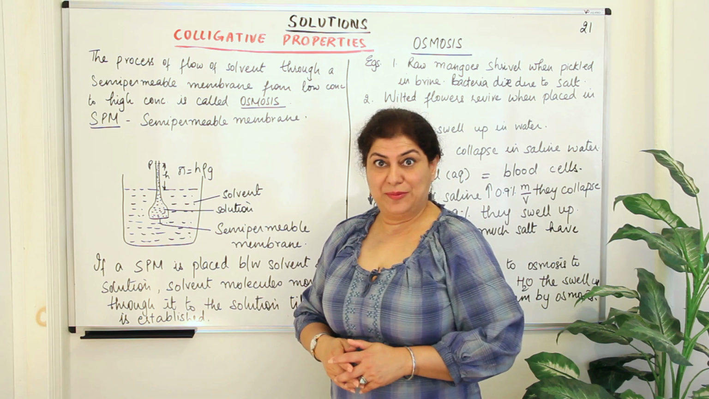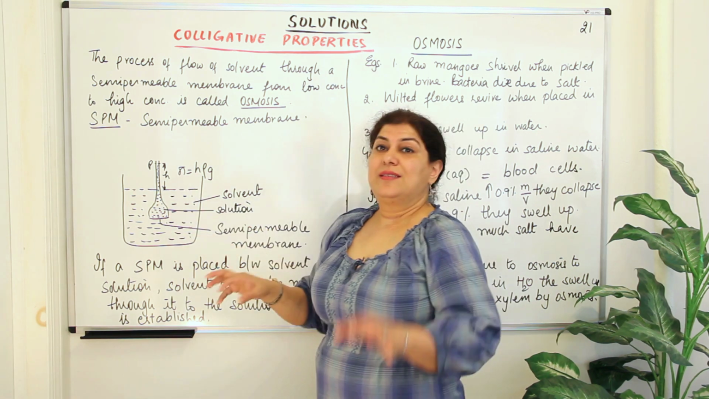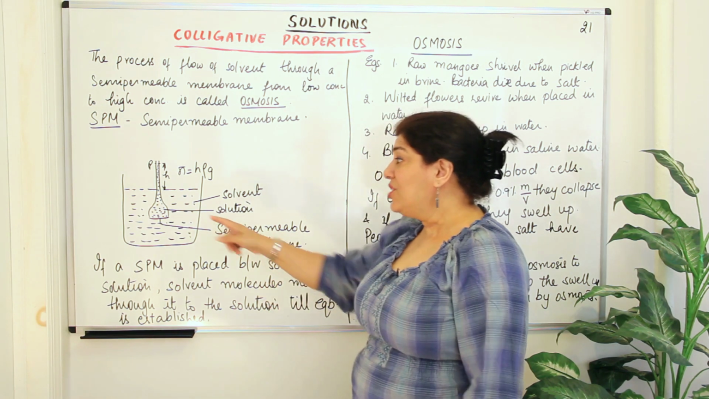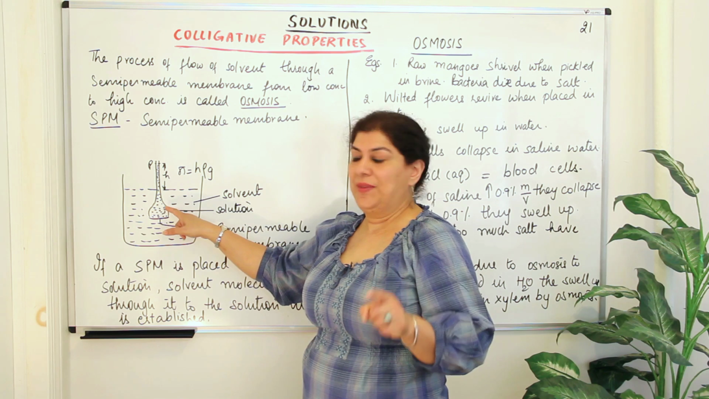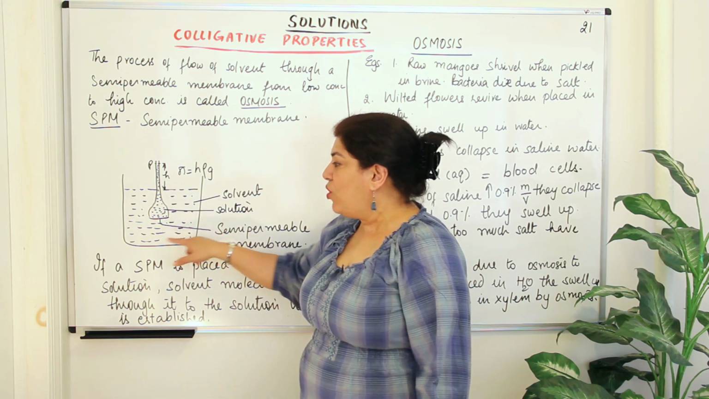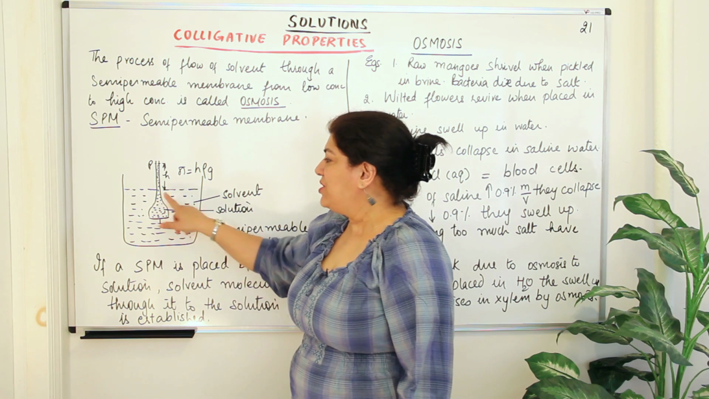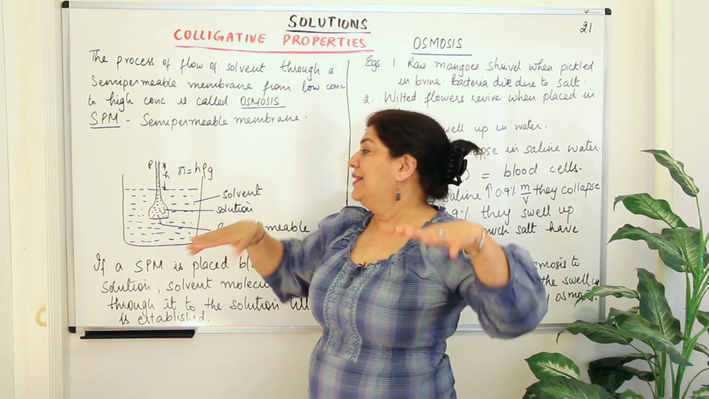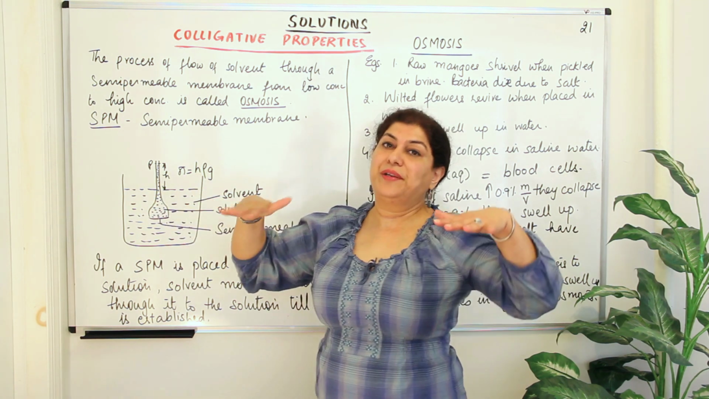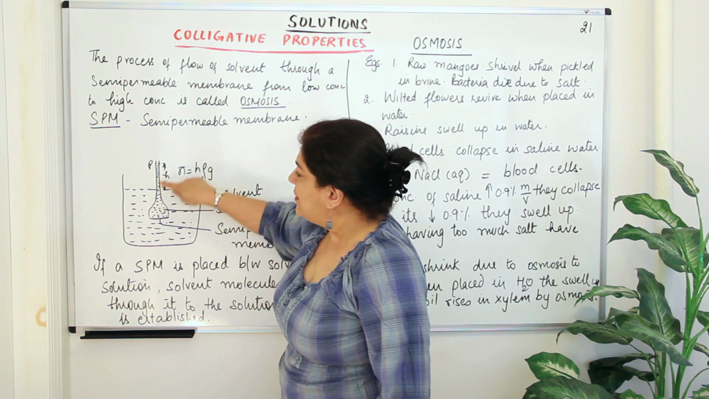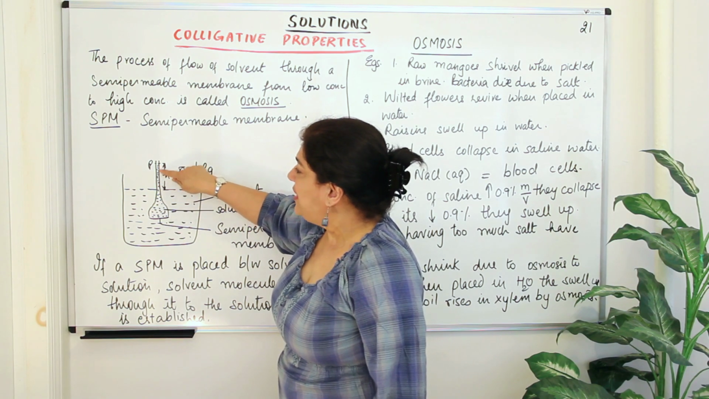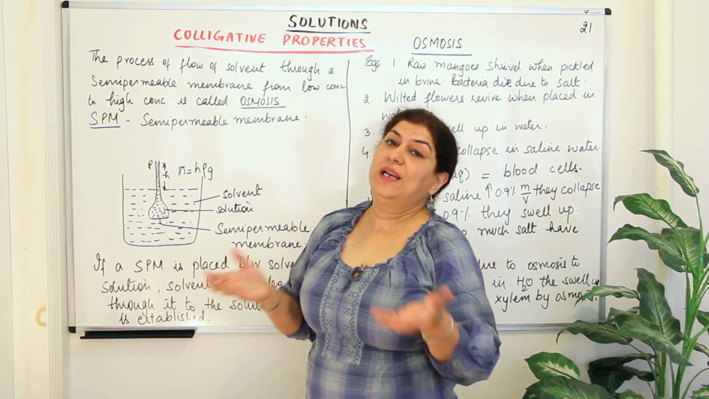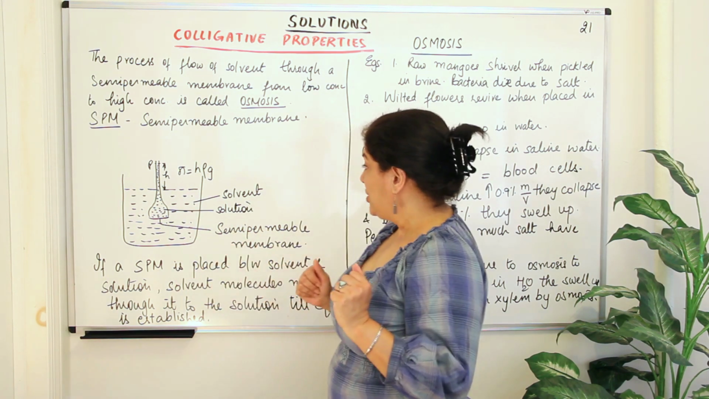What will happen logically? Inside the thistle funnel, some of the volume is occupied by the solute particles. So the concentration of solvent is less inside, and the solvent is more outside. Therefore, the solvent will start entering the thistle funnel till the concentration of the solvent, both outside and inside the thistle funnel, becomes equal. The level of the liquid in the thistle funnel will start rising till the concentrations on the inside and the outside become equal and an equilibrium is established.